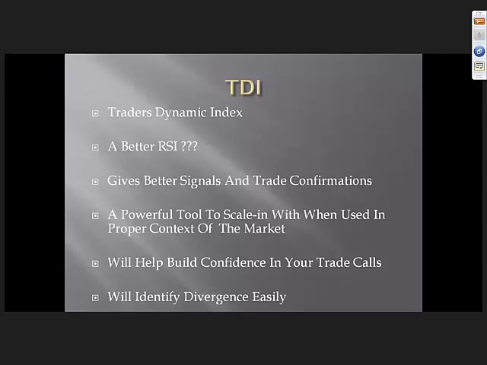Okay, and what's really cool is it helps you identify divergence. Divergence on the chart, if you think about it, is a stop hunt. Here's why I mean.